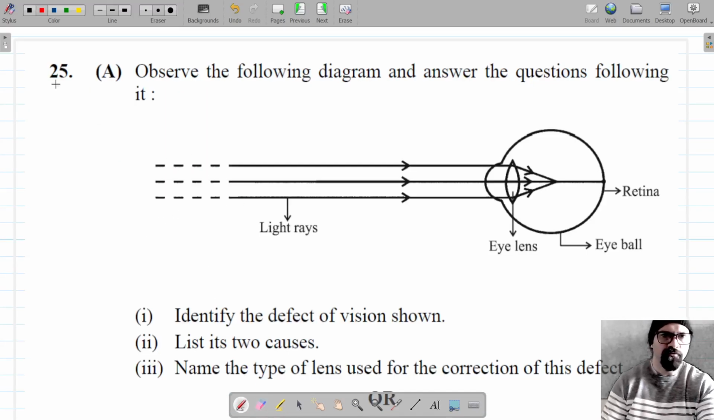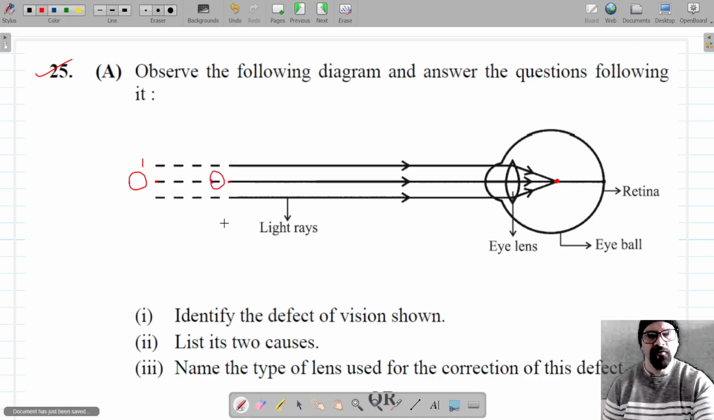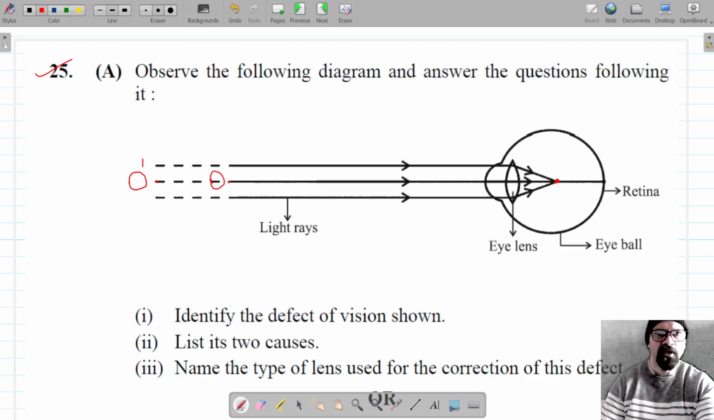For the next question, question number 25, we have to observe the following diagram and answer the questions following it. These are the light rays coming from infinity, and the image is formed in front of the retina. So that means the far point of the normal human eye, which is infinity, has come nearer. So the far point is now nearer than infinity.